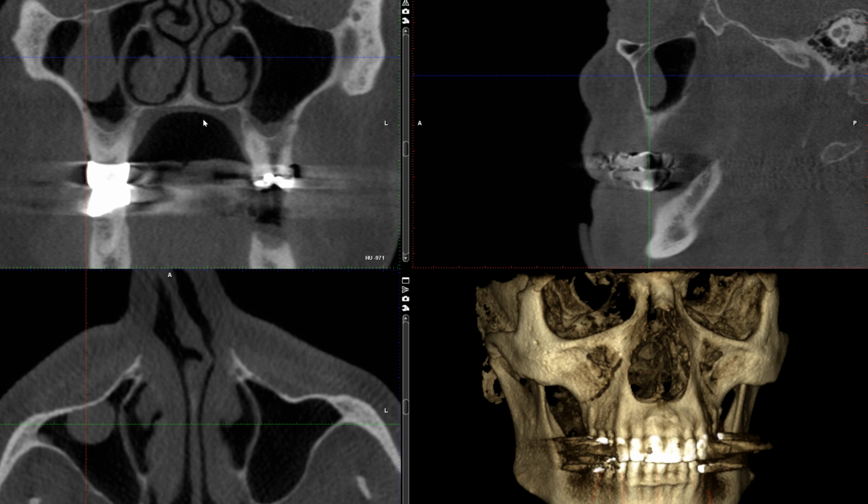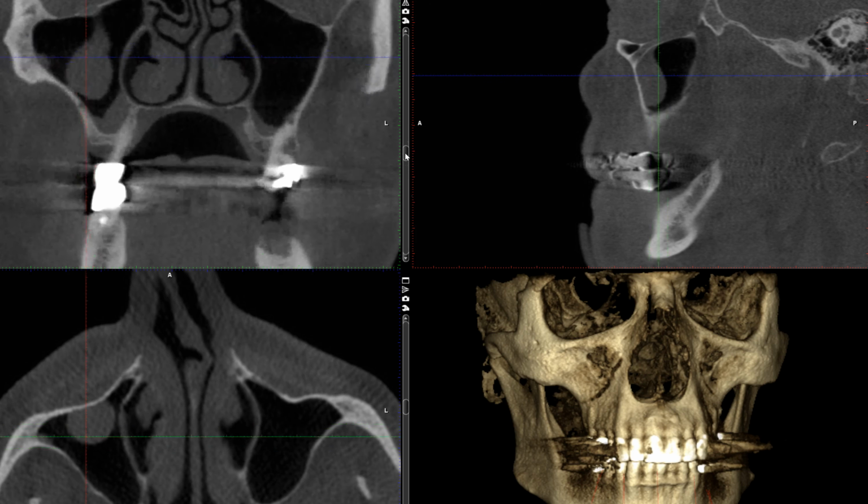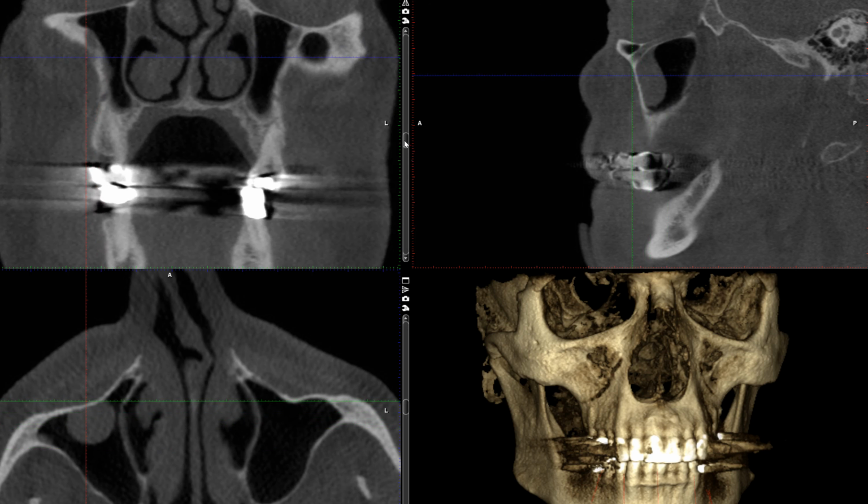I put my crosshair right over the area of interest. Just to help you get oriented, we're looking at the coronal image and the axial plane, and here's the sagittal plane. Here's that floor of the orbit, or the roof of the maxillary sinus, and this canal that you see, you can actually follow that canal, right? There it exits, right? So that's the infraorbital canal.